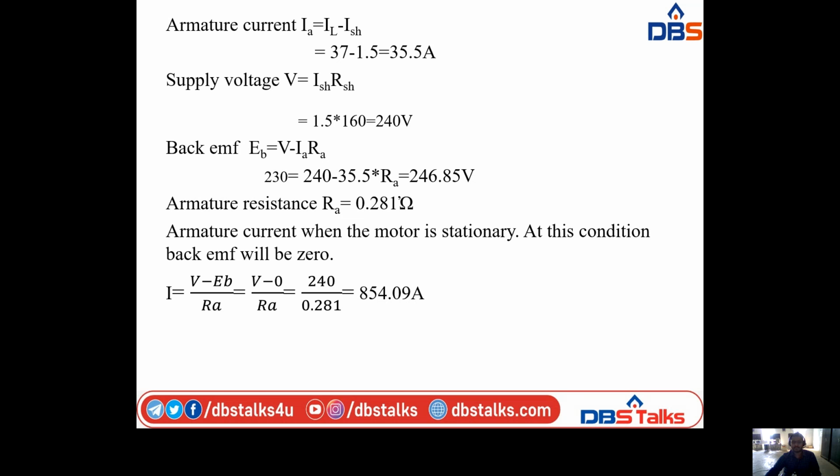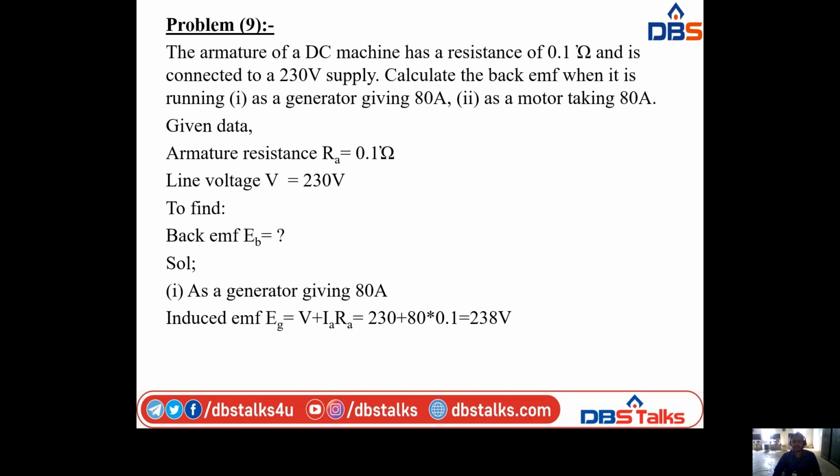And next, coming to the 9th problem. Here the armature of a DC machine has a resistance of 0.1 ohms and is connected to a 230 volts supply. We calculate the back EMF when it is running as a generator, giving 80 amperes, and as a motor taking 80 amperes. Giving 80 amperes for a DC generator and taking 80 amperes for a DC motor. Okay, so by using these two conditions we have to calculate the back EMF.